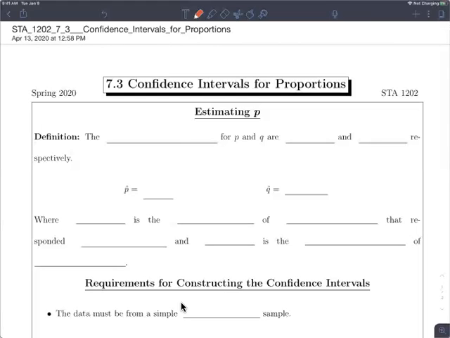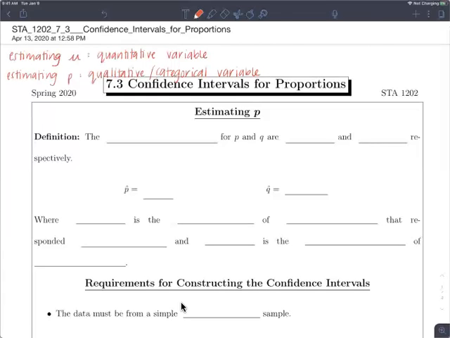And so real quick, let's just put a little note up here. If you're estimating mu, then you're estimating it for a quantitative variable. But if you're estimating P, you're dealing with a qualitative or categorical variable. So either one is a correct term for it, categorical variable.